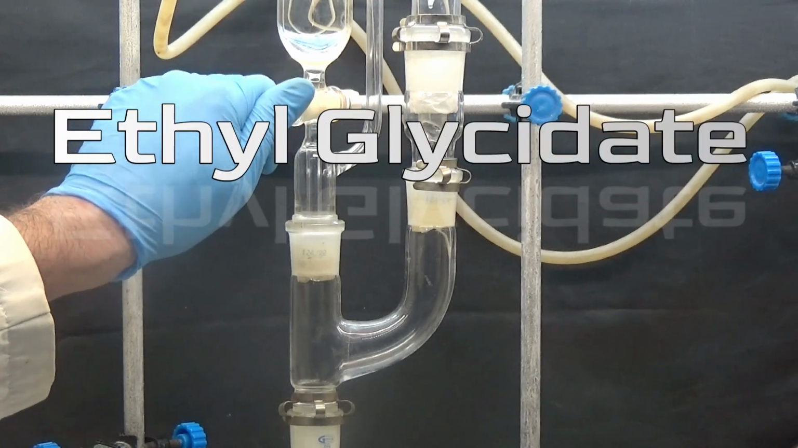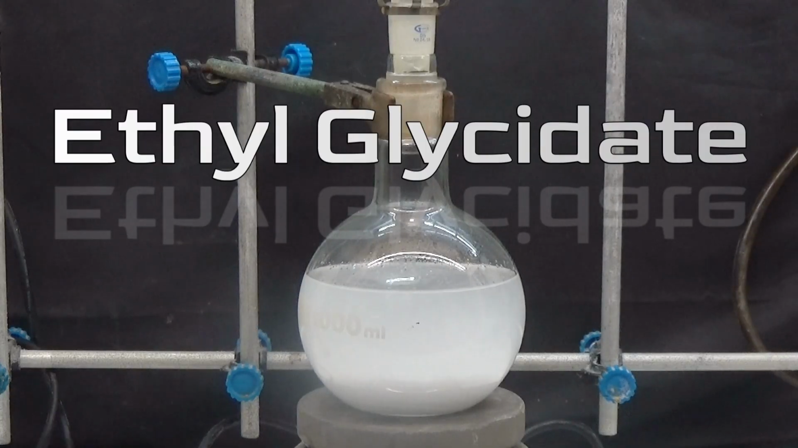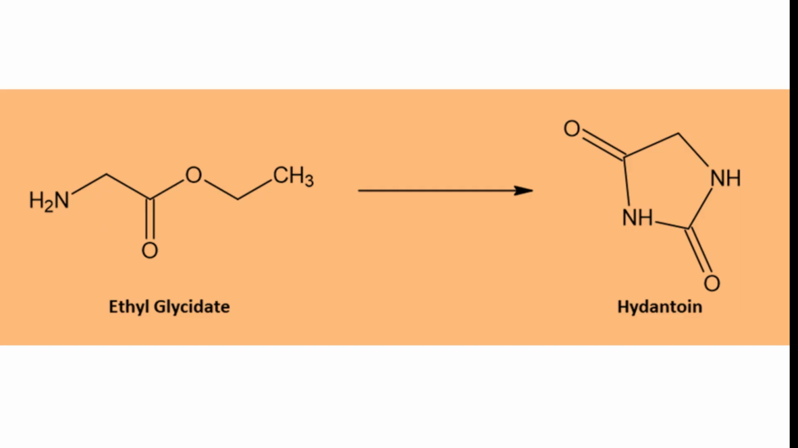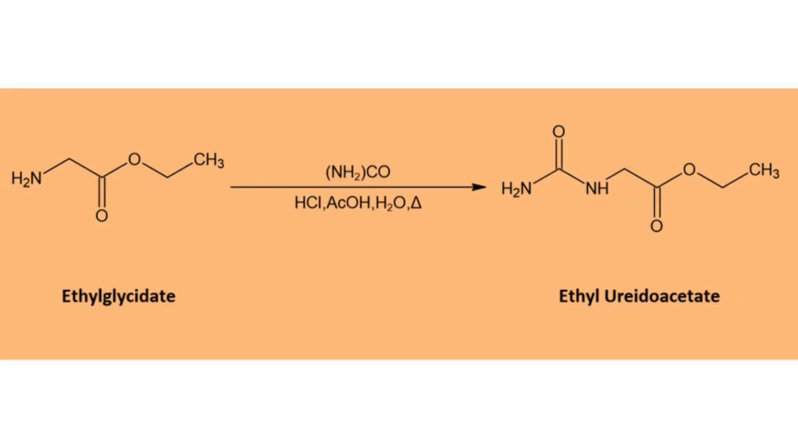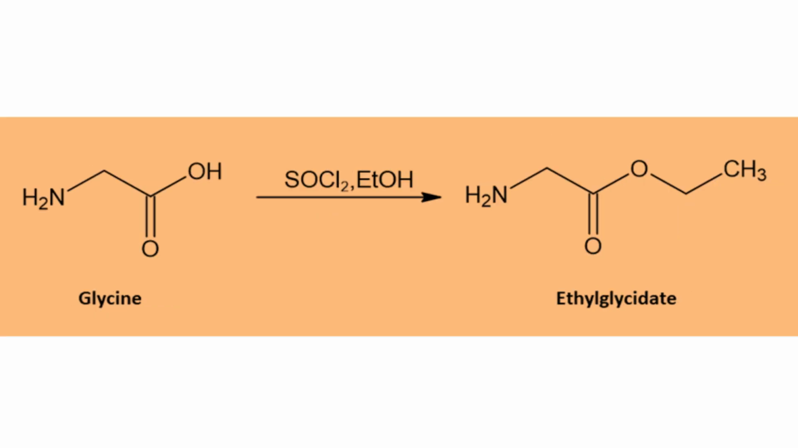In this video we are going to obtain ethyl glycidate. My objective is the synthesis of hydantoin from the amino acid glycine. For the synthesis of hydantoin, first the ethyl ester of glycine is obtained, and by the action of urea on this ester, ethyl uriadate is obtained.